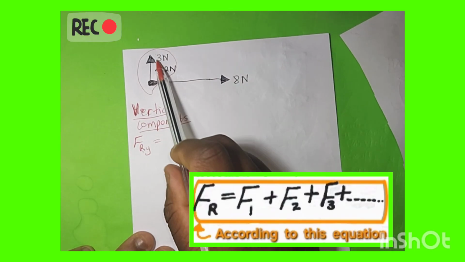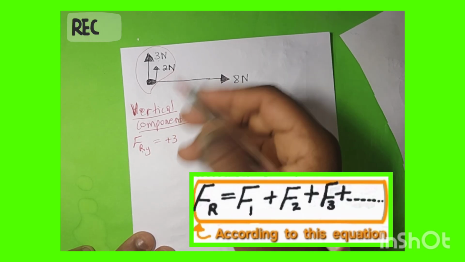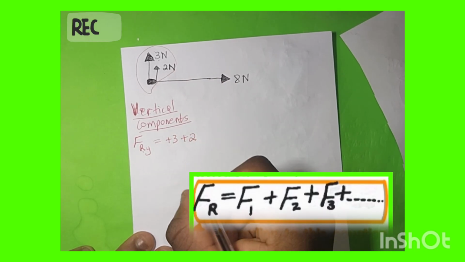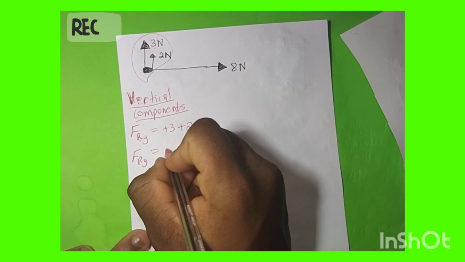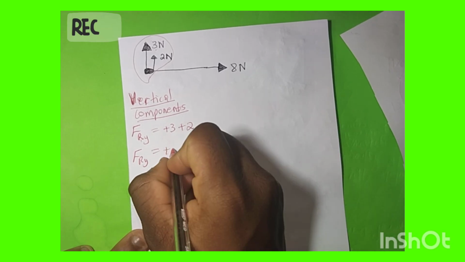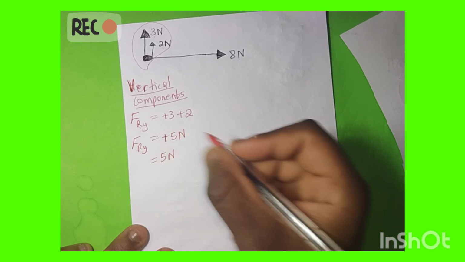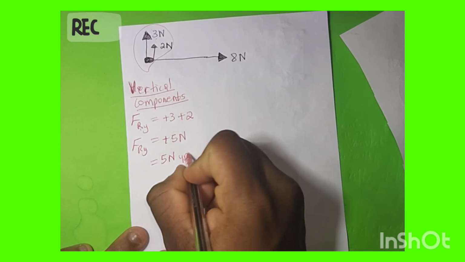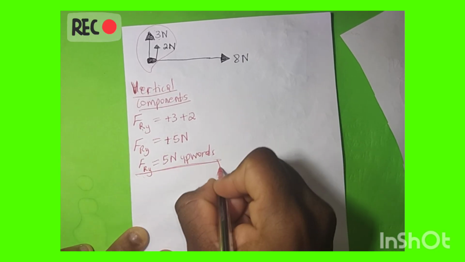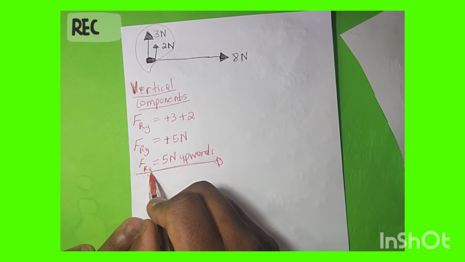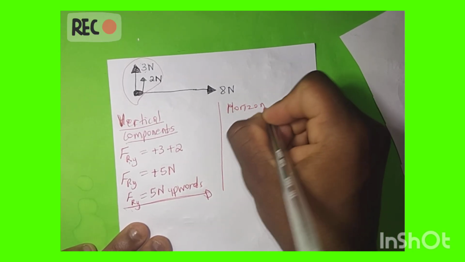Both of them, if you can notice, point upwards, meaning that it's positive 3. Even that one is pointing upwards, it's positive 3. Then you press this down on your calculator and it gives you positive 5, which is in Newtons. That is the same as 5 Newtons pointing upwards. That's the resultant force of the vertical components. Then what about the horizontal components?